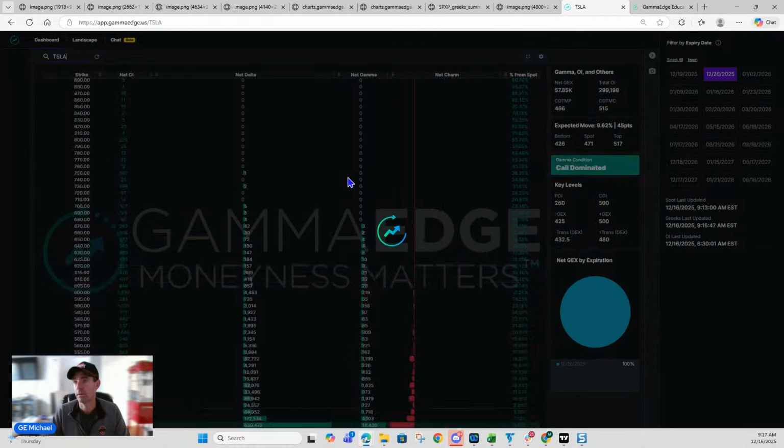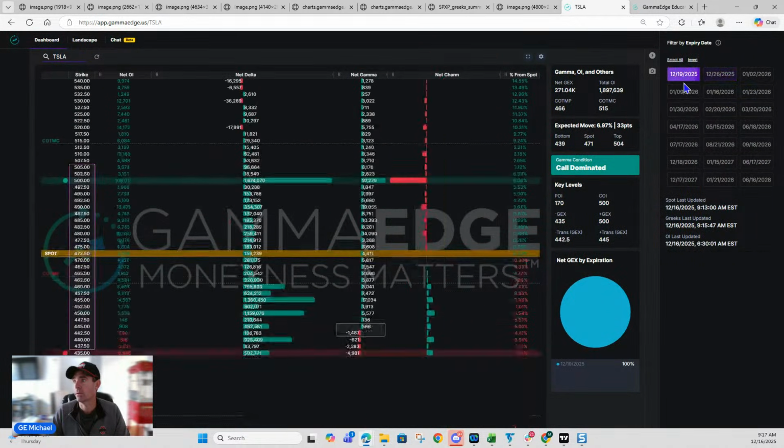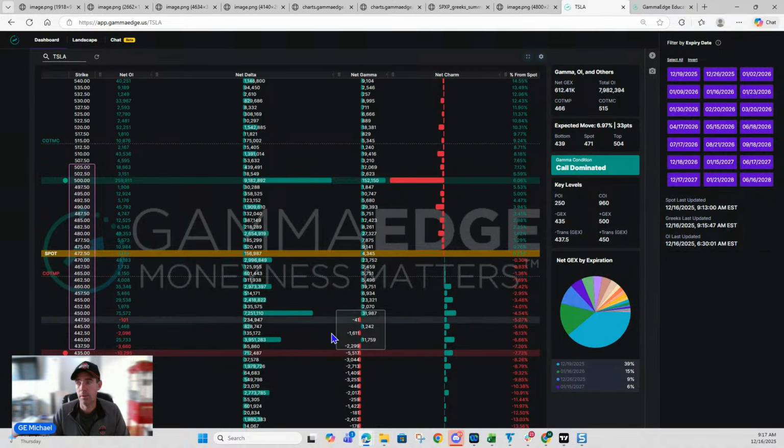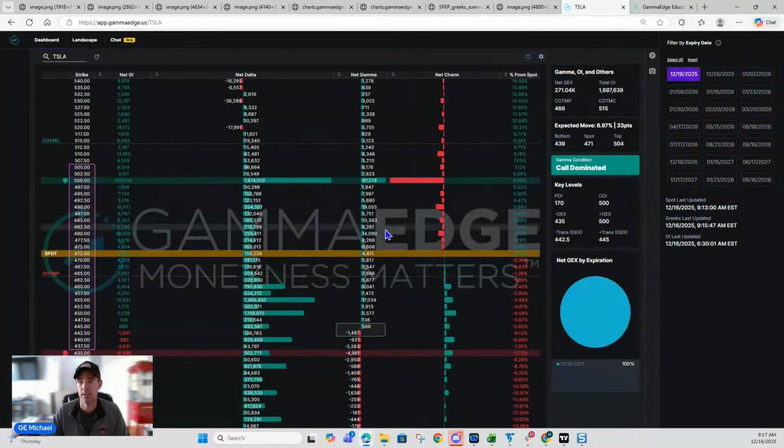Not really seeing anything positive on BABA unless you're short. Tesla, let's look at that one. Call dominated. Let's look at this nearest expiry. Let's check all expiries first. So call dominated, above transition. Tesla still looks great for a move up towards 500. Really nothing changes on Tesla.